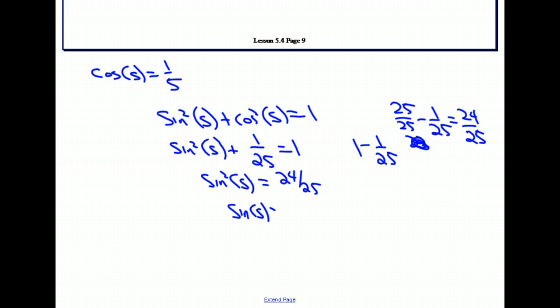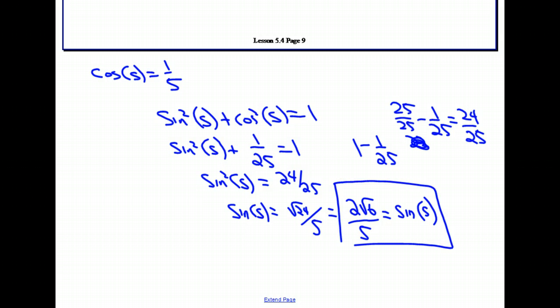So the sine of s is the square root of 24 over the square root of 25, which is 5. I can simplify the square root of 24. It's 4 times 6. Square root of 4 is 2. So 2 root 6 all over 5. And I've got the sine of s. First quadrant, I know it's positive. Good. One piece of information that I'm going to need. Plus, I already had this piece of information. Let's come back up, and let's get one more thing that we needed.